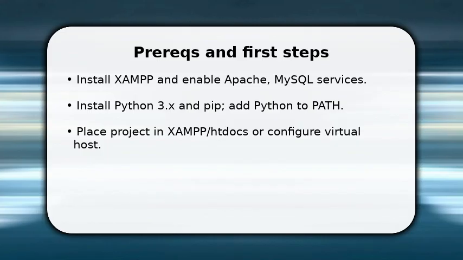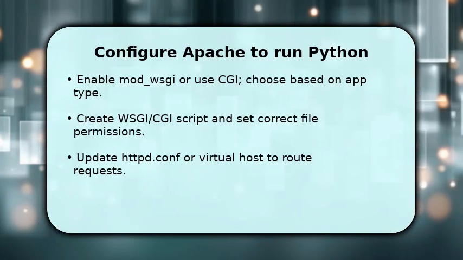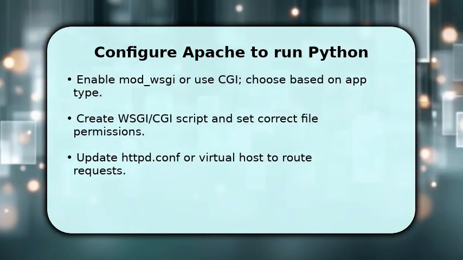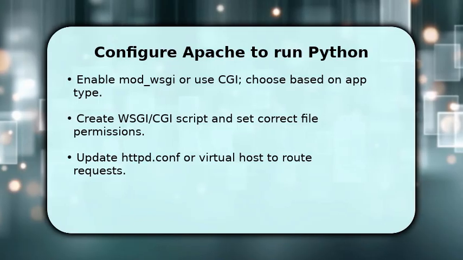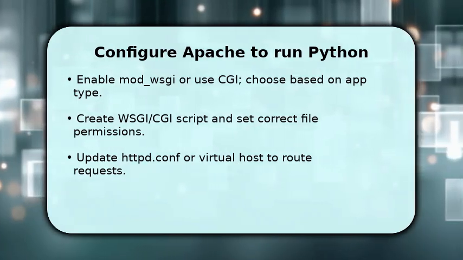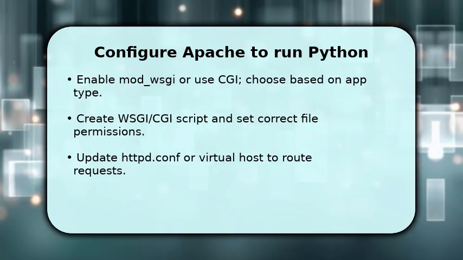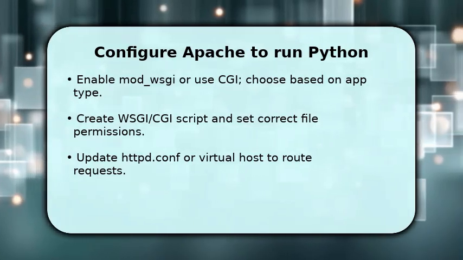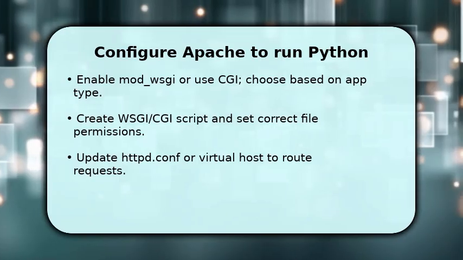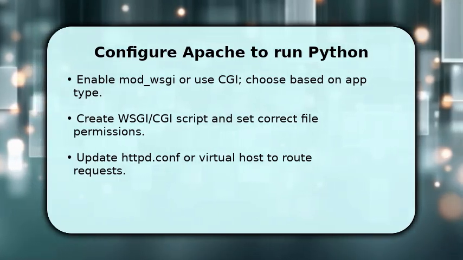Use mod_wsgi for persistent WSGI apps like Flask/Django because it improves performance. Use CGI for simple scripts. Create a WSGI or CGI wrapper that imports your app and exposes the application callable, then set file permissions so Apache can read and execute it.